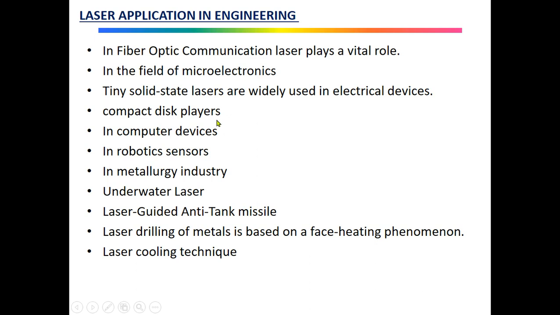Even nowadays, in robotic science, robotic sensors detect laser beams, and by using them they can calculate distance, because the laser strikes the object and comes back, and due to the measurement we can find out the distance, the speed, and the time can be calculated. That can be used in the robotic sensor.